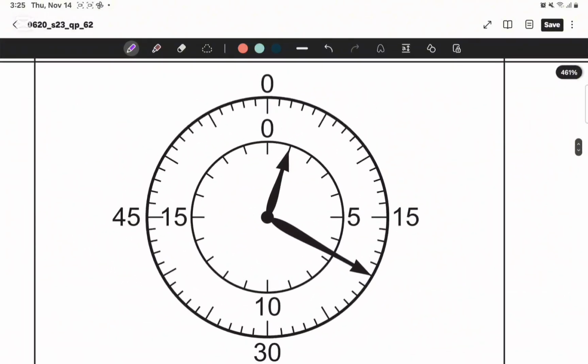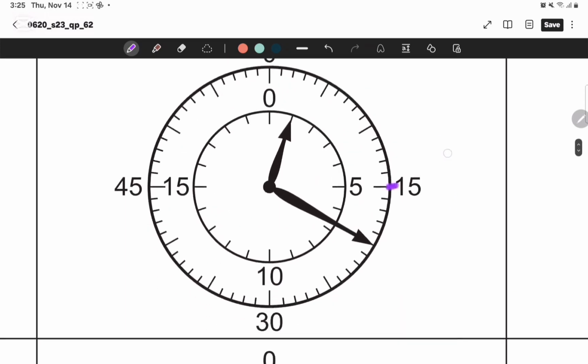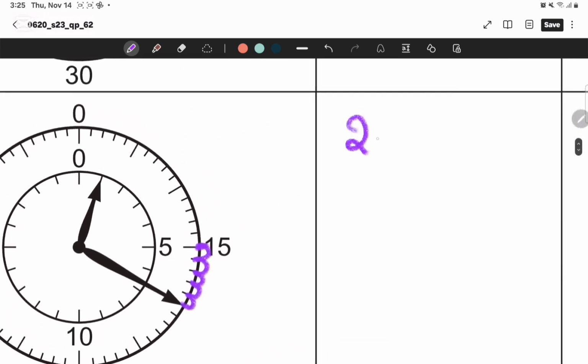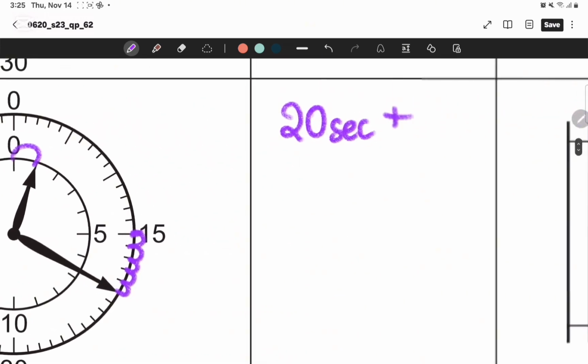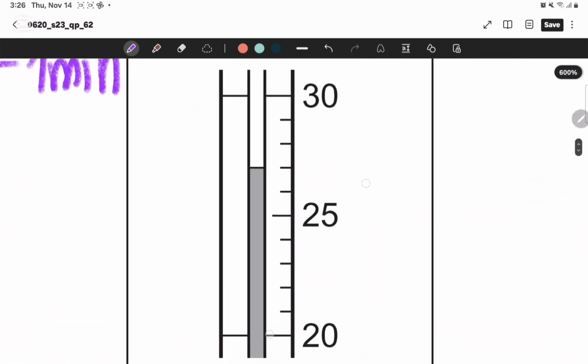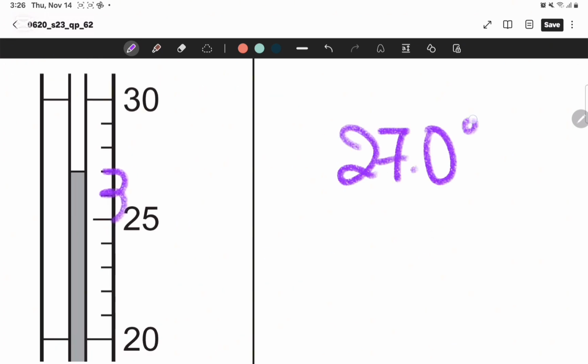Here we have, let's start from here, 15, 16, 17, 18, 19, 20 seconds, and how many minutes? 1 minute. So 60 plus 20 is 80. Now let's see the thermometer. 25, 26, 27, exactly 27. So 27.0 degrees Celsius.